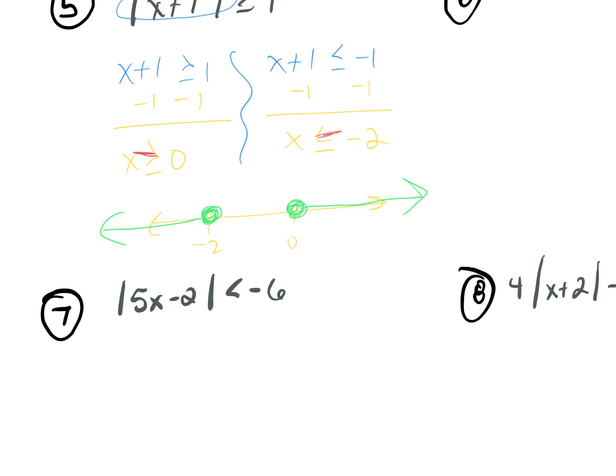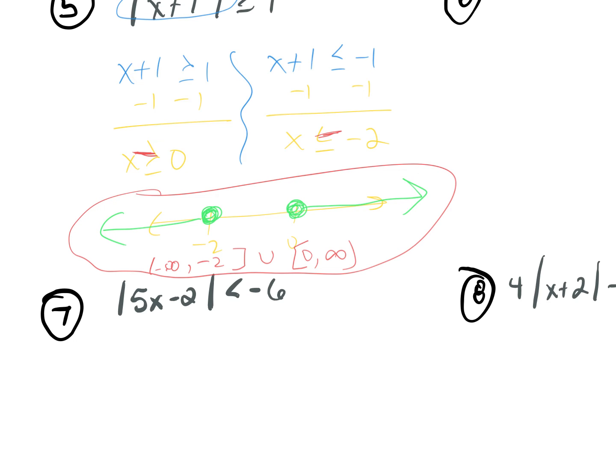So guys, read the green coloring. From where to where do values work? Negative what? Negative infinity to negative 2. What goes on negative 2? Bracket, good. Then there's a union, because there's a gap. Where does it start up again? 0 to infinity. And there's a bracket on 0. This is your whole answer right here, guys. You've got to have all of that.